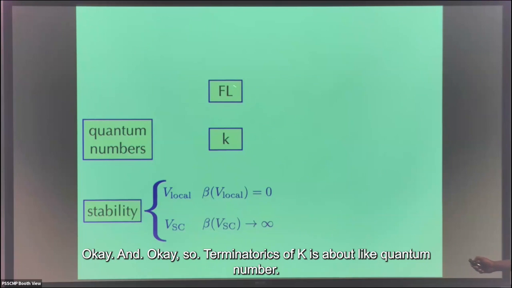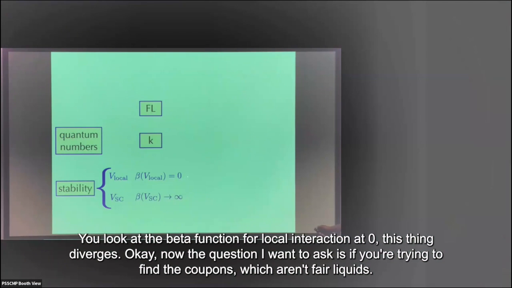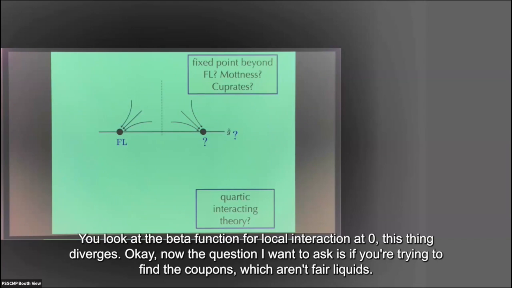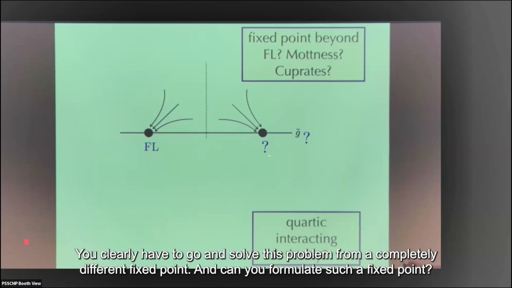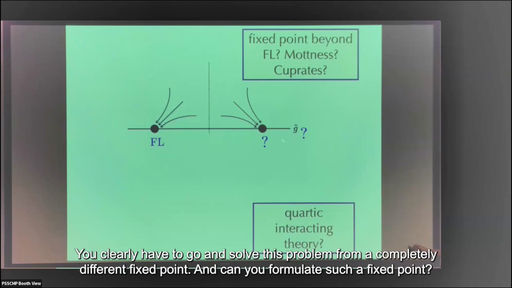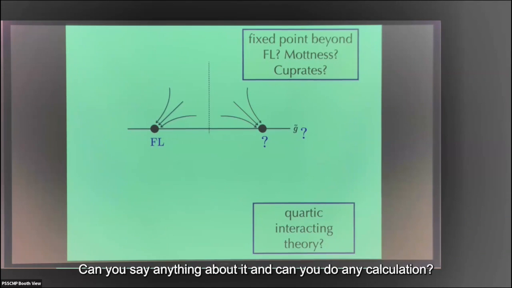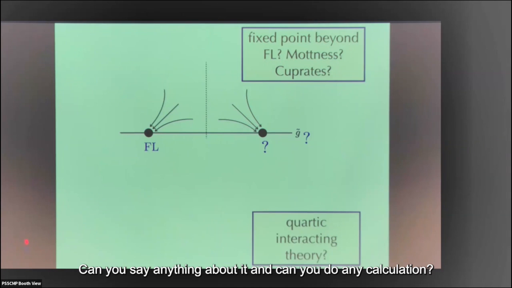And okay, so Fermi liquids have K as a valid quantum number. You look at the beta function for local interaction at 0, this thing diverges. Now the question I want to ask is, if you're trying to describe the cuprates, which aren't Fermi liquids, you clearly have to go and solve this problem from a completely different fixed point. And can you formulate such a fixed point? Can you say anything about it? And can you do any calculation?